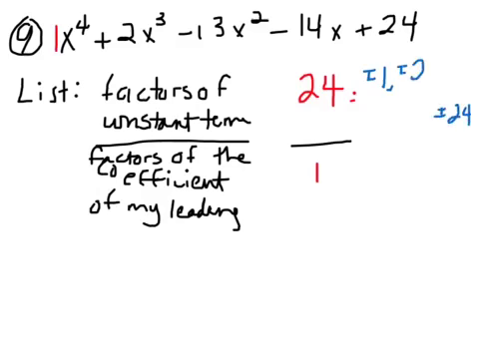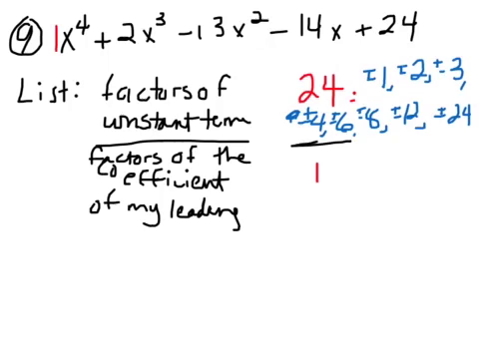Plus or minus 2, and then that would be with plus or minus 12. Plus or minus 3. 3 times 8 is 24, so plus or minus 8. 4 goes into 24, so plus or minus 4, and then plus or minus 6. And I think that's all the factors of 24.